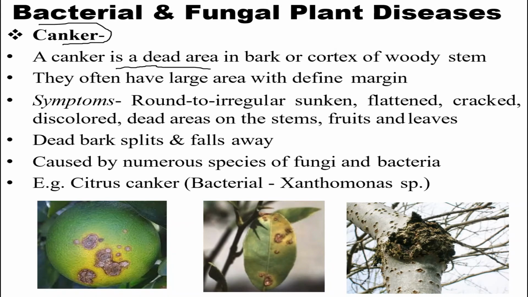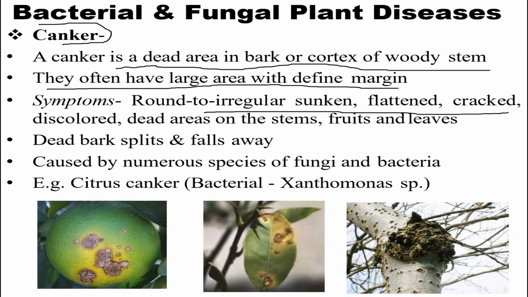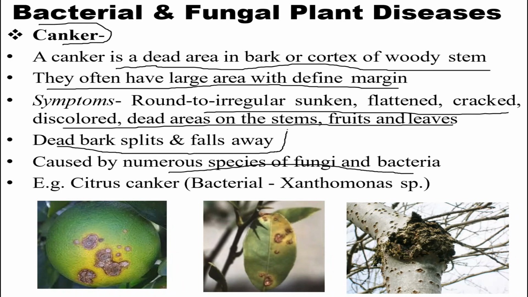The next disease that we'll talk about is canker. Canker is a dead area in the bark or cortex of a woody stem, often with a large area and a defined margin. Some of the symptoms are round to irregular, sunken, flattened, cracked, discolored dead areas on the stems, fruits and leaves. The dead bark splits and falls away. These are caused by numerous species of fungi and bacteria.